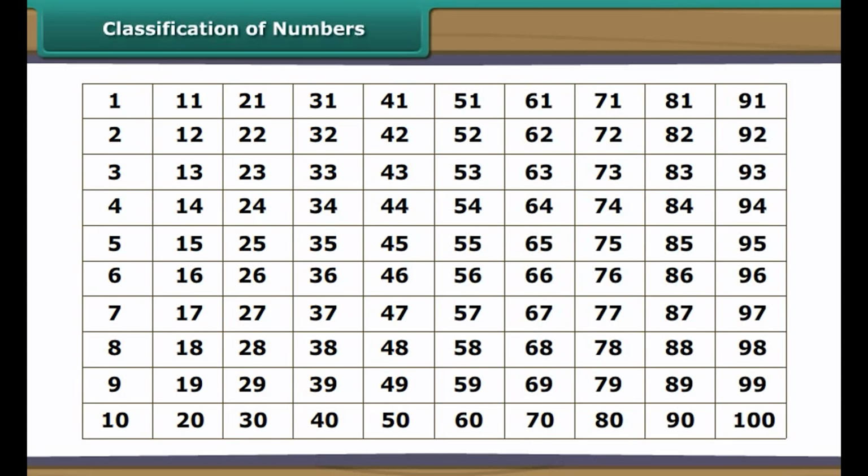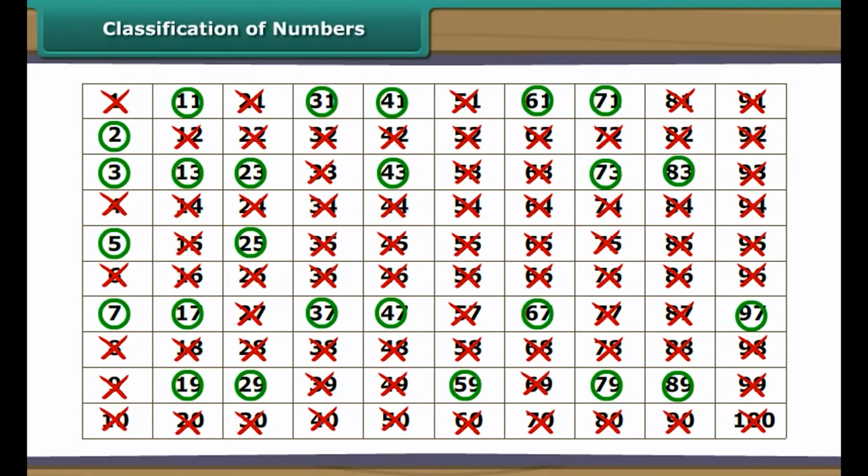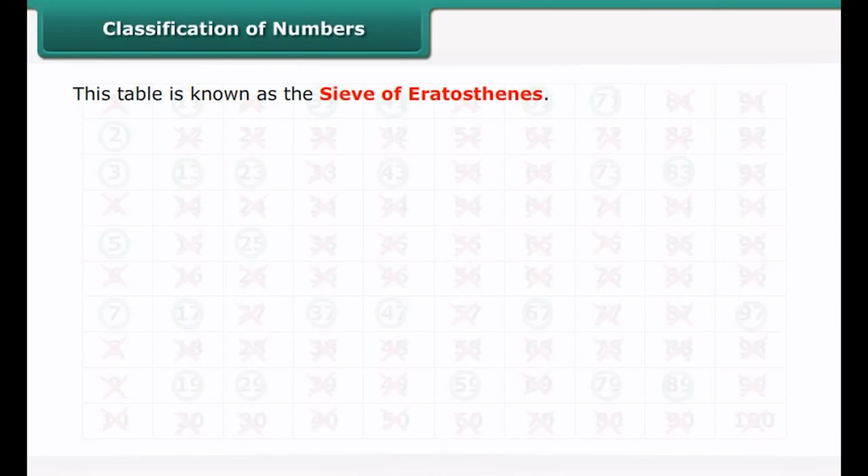We cross out numbers that are not prime and circle those that are prime. 1 is not prime as it has only one factor. We draw a cross on it. 2 is prime as it has exactly two factors. We draw a circle around it. We draw a cross on all the multiples of 2. 3 is prime. We draw a circle around it. We draw a cross on all the multiples of 3. We proceed till we have drawn a cross or a circle around all the numbers from 1 to 100. This table is known as the sieve of Eratosthenes.